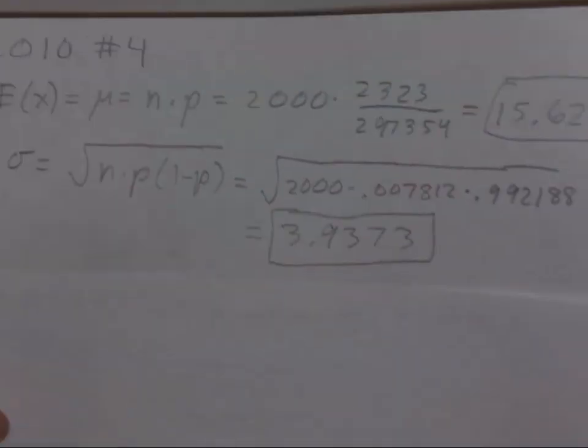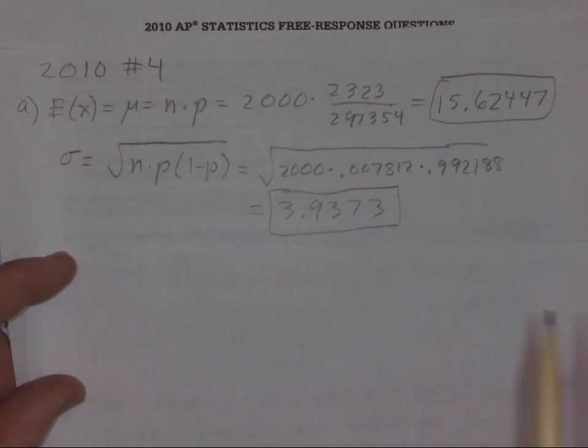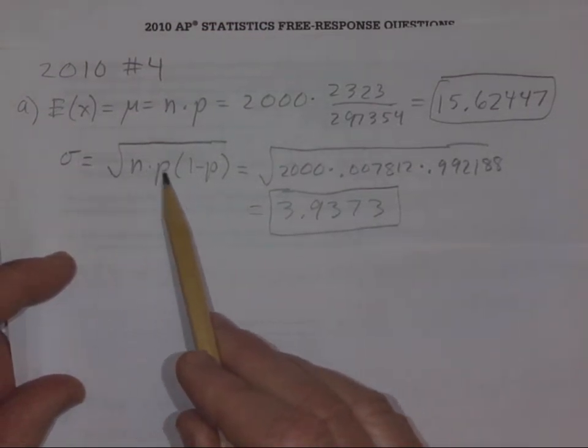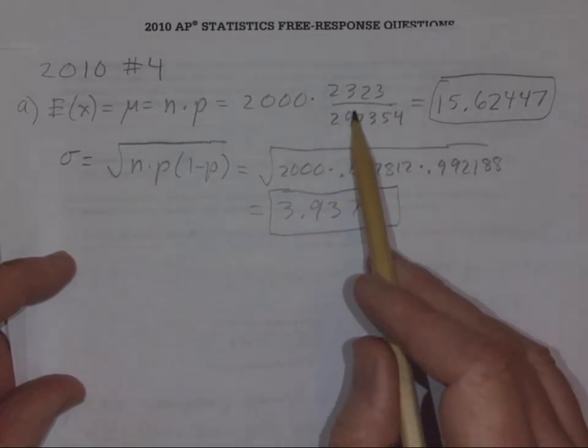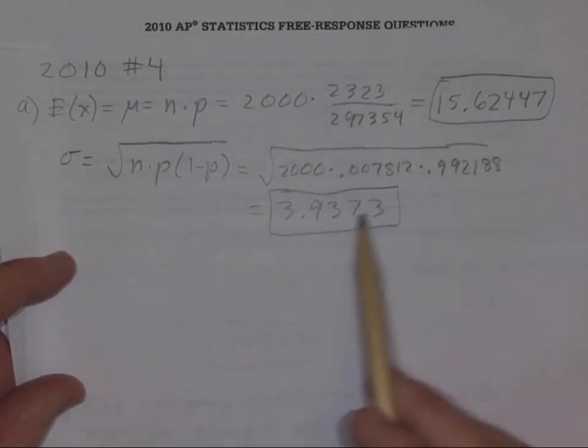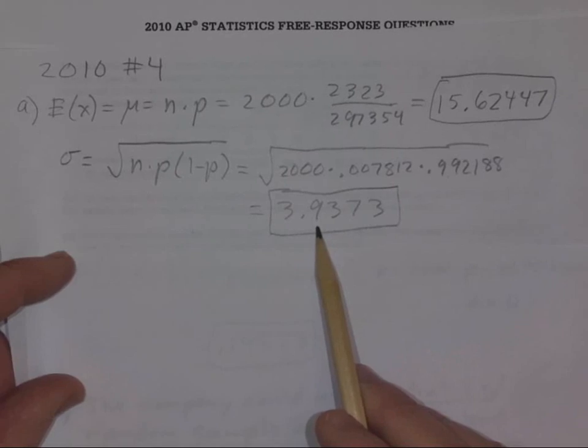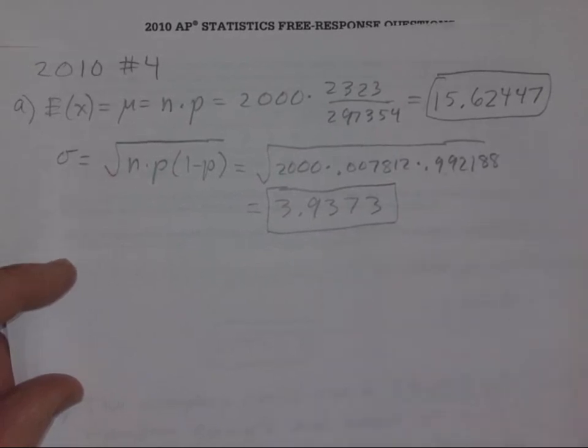So therefore, our standard deviation for Part A, our sigma, is the square root of N times P times 1 minus P. So it's 2,000 times P, which is that number there, times 1 minus P, which is about 3.94. So that's the mean and standard deviation.